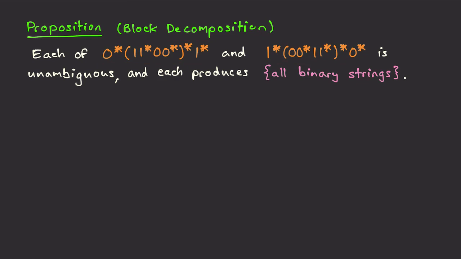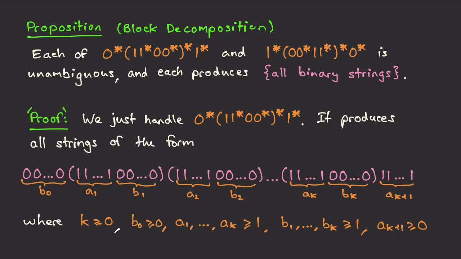Again, the proof of this proposition is a little more of a sketch. I'm going to show that if you look at the set of strings produced by this regular expression, then you'll get the set of all binary strings, and each binary string can only be described in one way as an element of this set. There are a lot of stars to unfold here, but if we unfold them all, then this is what we get for the set of strings produced by the regular expression.